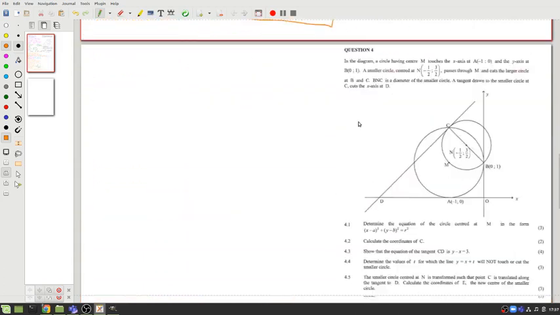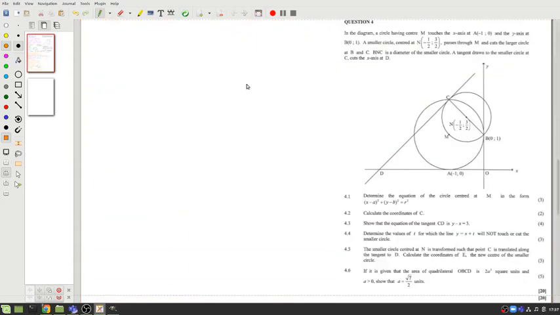So 4.5. Okay. We're told the smaller circle centered at N is transformed such that the point C is translated along the tangent to D. Okay, so all that means is this whole circle is now moved, translated so that C goes all the way there, which means our circle would now be something like that, right? We ignore the ugly circle. So this circle is moved from there all the way to there.